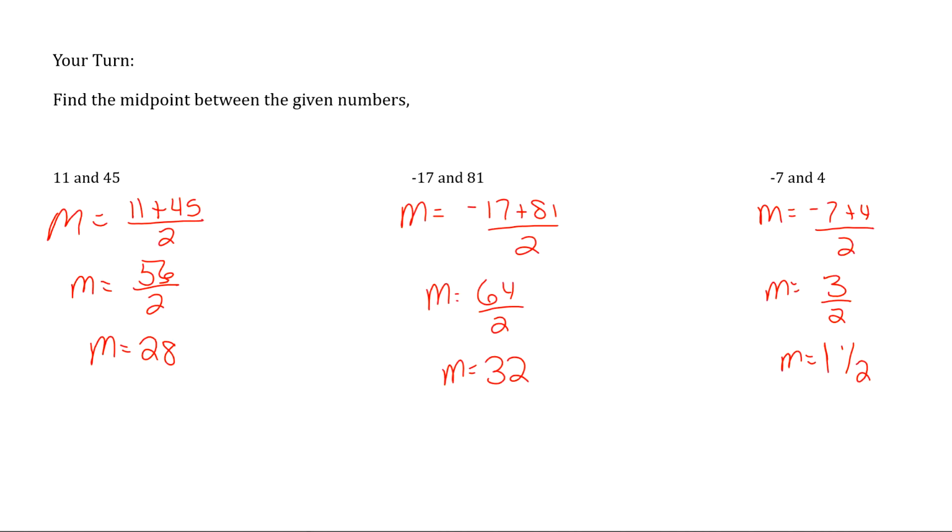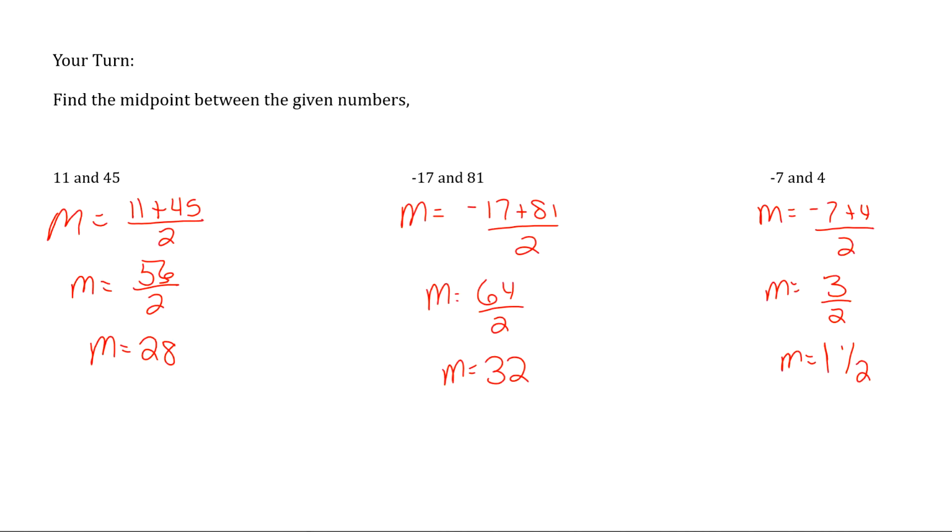Okay, so here's what you should have gotten. The first one, the midpoint should be 28. Second one, your midpoint was 32. It's a little tricky because it was a negative sign. And then the third one was a little trickier because it actually ended up being a fraction. It should be 1 1/2, or 3 halves, however you want to write it.